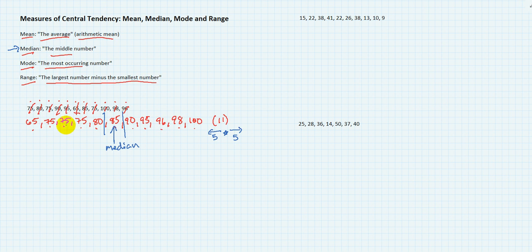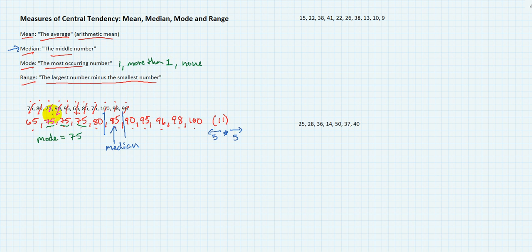The next thing I like to look at is the mode. I scan it real quick and see, is there any repetitions? I notice there's 1, 2, 3 repetitions, and so that's the most occurring one. So I can say that the mode equals 75. Now you really have a couple options for mode. It could be one number, it could be more than one mode, or it could be none. And I have one of each on all these problems coming up.